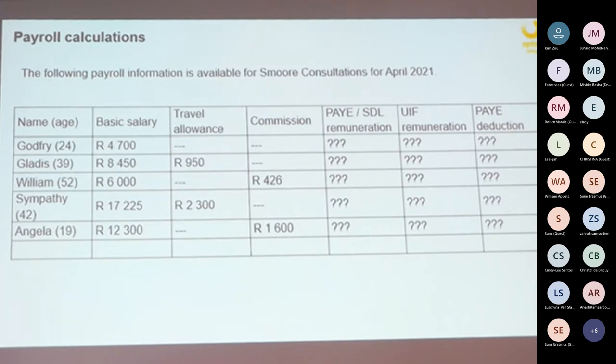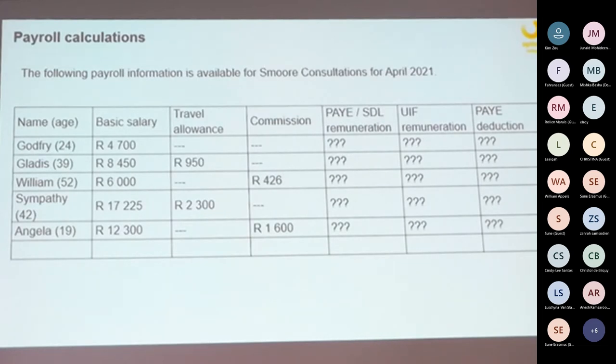Okay, back to William. He gets 6,426 rand worth of PAYE SDL remuneration. So that's step one. Step two, annualize. How much is 6,426 times 12? I need an amount though. 72,000. Now I've got two options with 72,000 for a 52-year-old male.